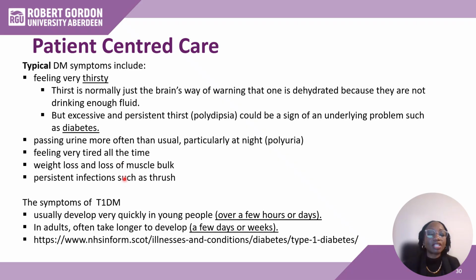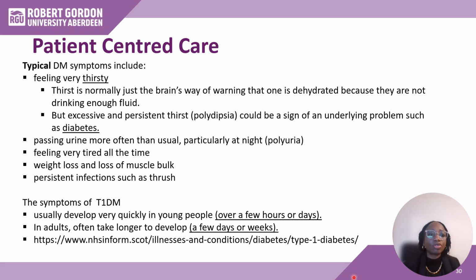Typically, it presents with a feeling of thirst. Thirst is normally just the brain's way of warning us that one is dehydrated because they haven't drunk enough. But with excess and persistent thirst, so polydipsia, it's a sign that there's an underlying problem such as diabetes. Not always, but most of the time, because there's that constant, persistent hyperglycemia.